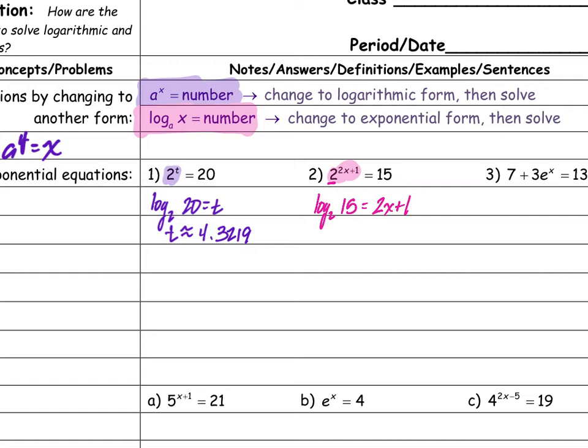So the first thing I would do here would be subtract 1. So I'm going to get minus 1 plus log base 2 of 15 equals 2x, and then divide by 2. So x is approximately going to equal, and then let's go back to our Desmos here.